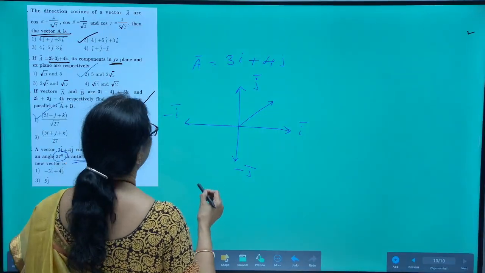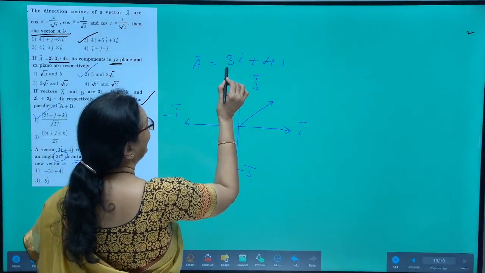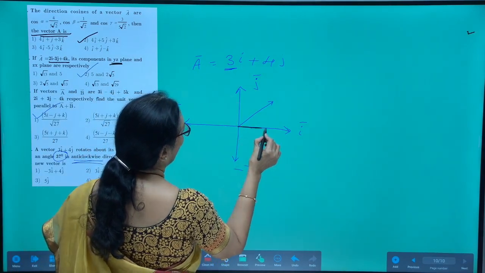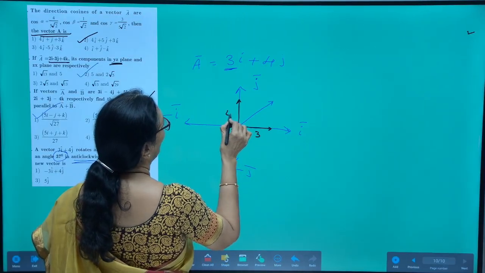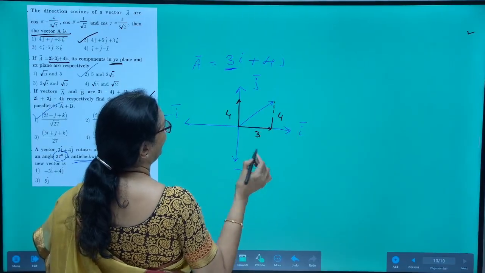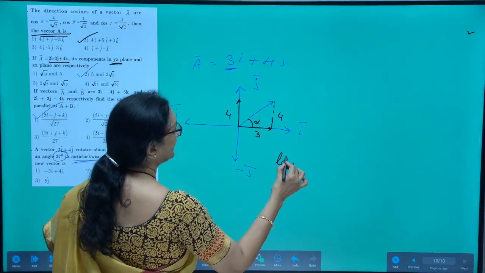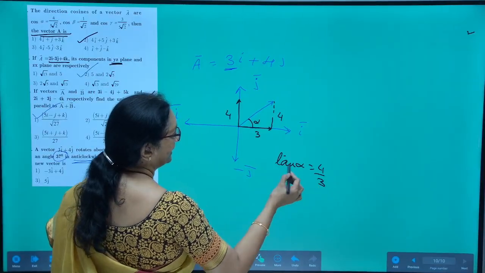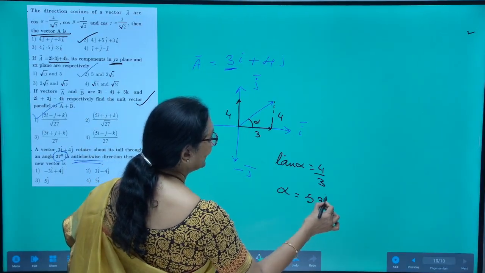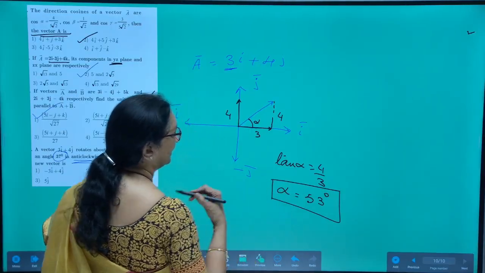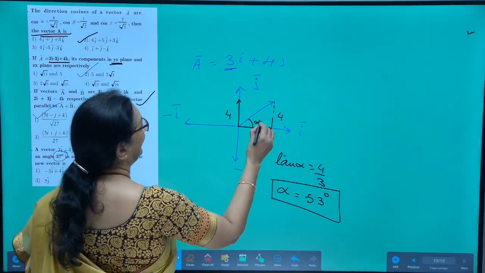Now, it is turned through an angle 37 degrees anti-clockwise. 3i means its x component is 3 and its y component is 4. So, the opposite side becomes 4. So, this angle, if you call it alpha, tan alpha is equal to 4 by 3. So, alpha is tan inverse 4 by 3. We know pretty well that is 53 degrees. Tan 53 is equal to 4 by 3. So, this angle is 53 degrees.